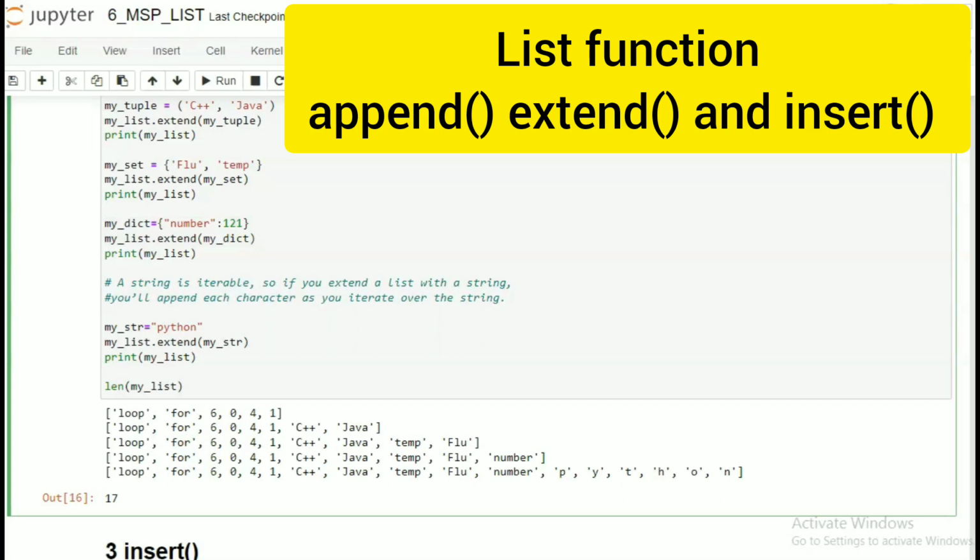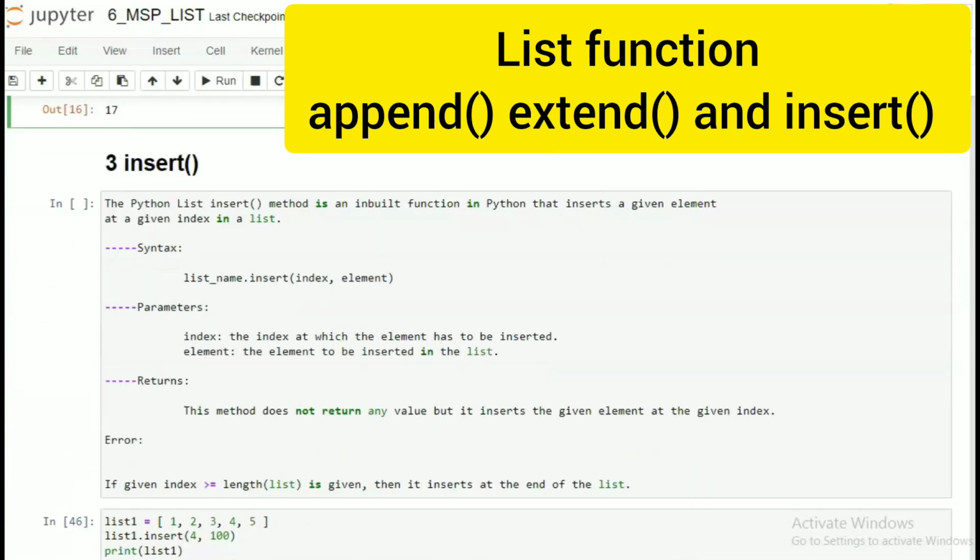One more interesting point with respect to the string iterable. If you want to extend a list with a string value, in that case each character of the string is added into the list as an individual element. So here you can observe that I have declared my str with the value Python, and if I try to go for my list.extend, into the bracket my str, in that case the Python characters are added individually into the list. That's all about the extend method.